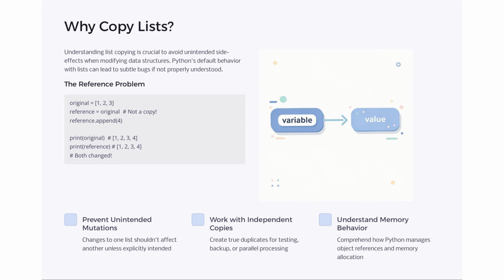Understanding why we copy lists is essential to prevent unintended mutations. Assigning a list to another variable creates a reference, not a copy, leading to shared changes. To work with independent copies, we must create true duplicates, ensuring changes to one list don't affect another. This knowledge aids in testing, backups, and parallel processing.